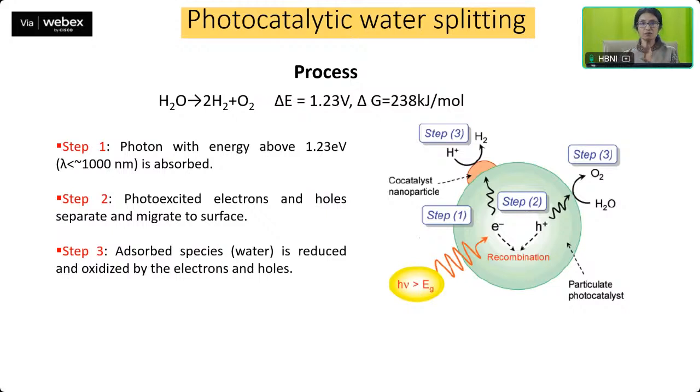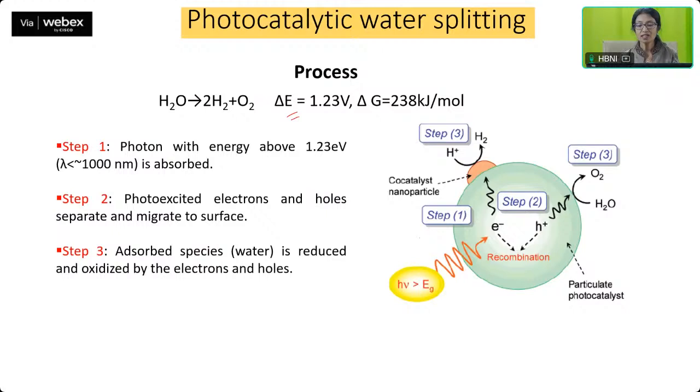Now coming to one of the last topics, which is photocatalytic water splitting. So this process is basically you are splitting water to generate hydrogen and oxygen. And in this case, we are using a photocatalyst. So the delta E value in this case is 1.23 volts, delta G is 238 kilojoules per mole.